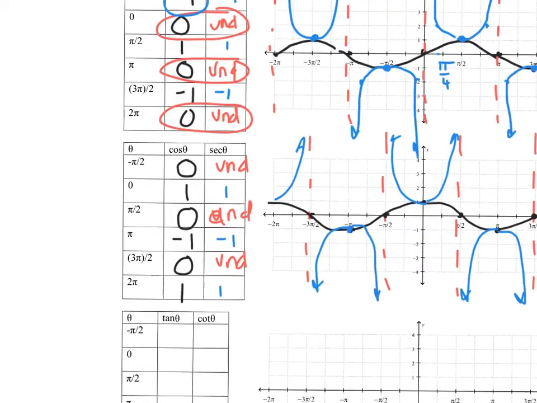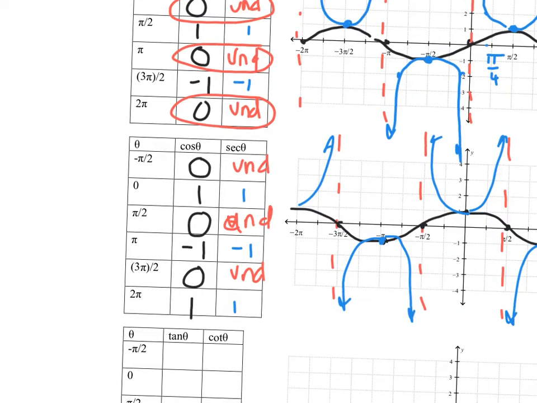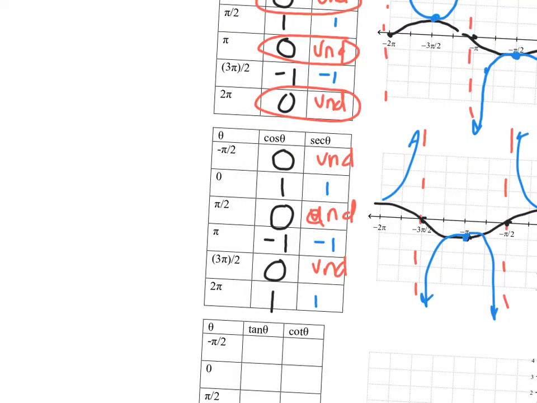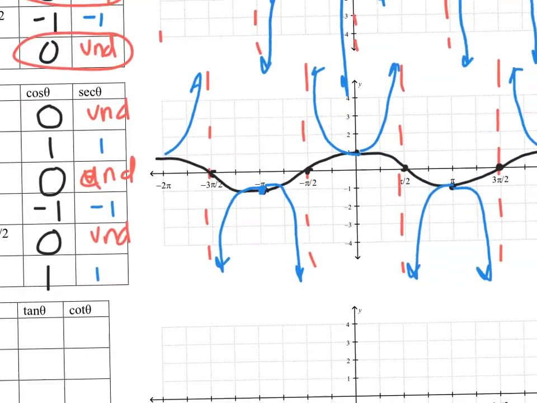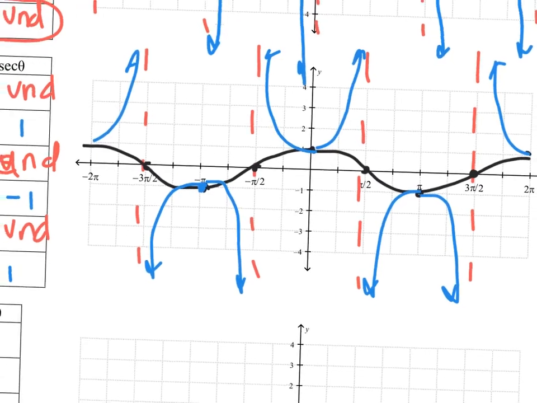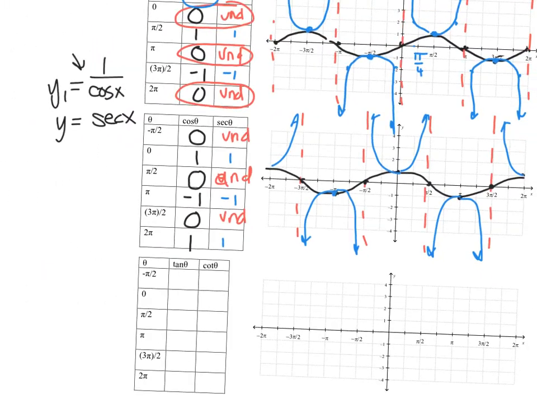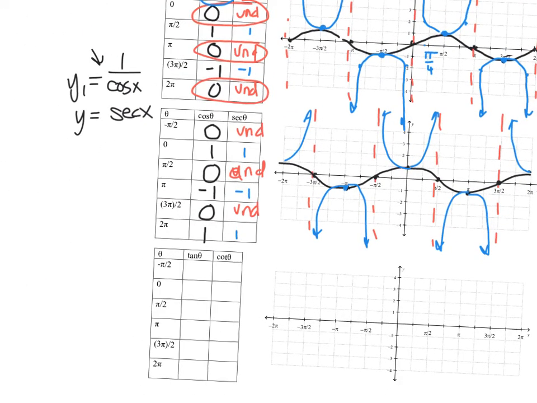And you can also graph the cosecant and the secant function in your calculator by putting in your y1, 1 over the cosine of x. That's going to graph y equals secant of x. And so just like how this is written from negative 2 pi to 2 pi, you would want to make sure your window is going from negative 2 pi to 2 pi.